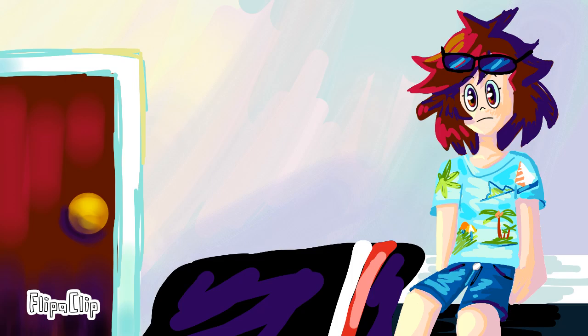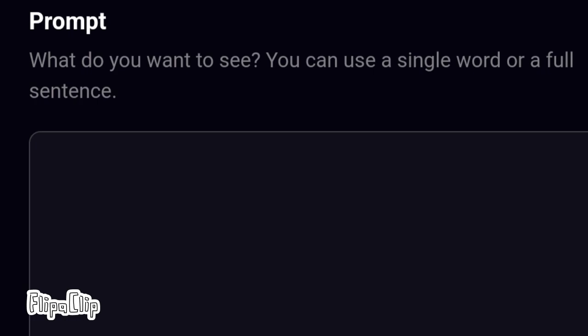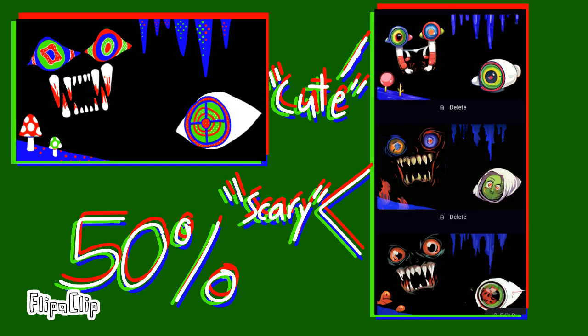So we're going to set the image influence slider to 50% because I believe that's the most optimal image influence. And in the prompt section, I'm going to type in words like cute and scary. Now, let's see what happens. And those are our results.